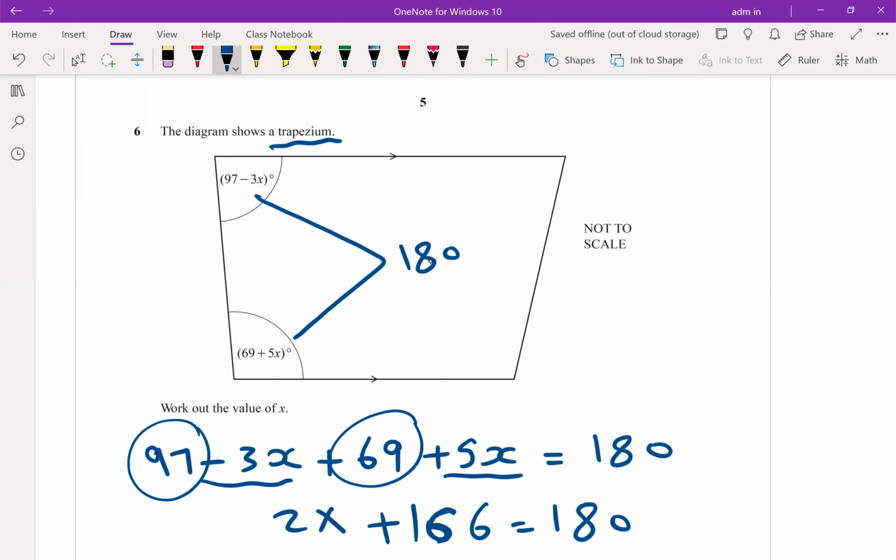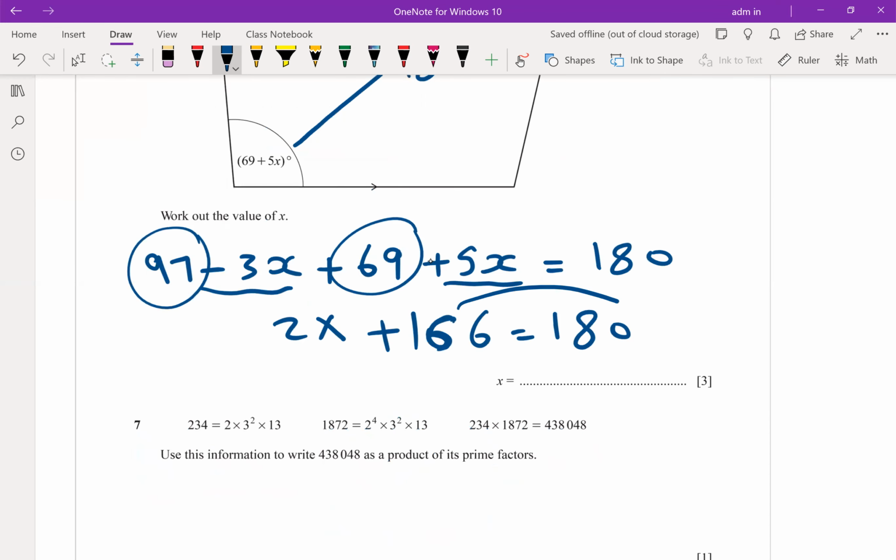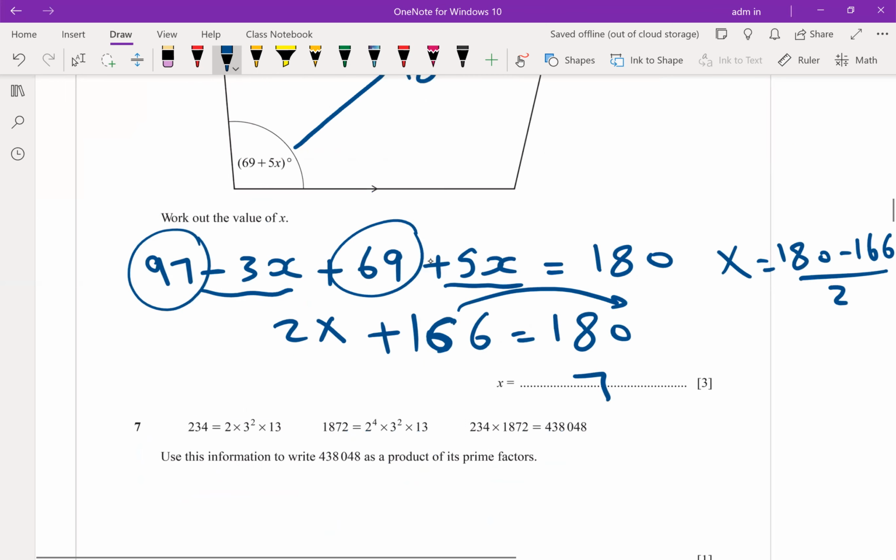You can solve it to get the value of x. Move to the other side, then divide it by 2. x is 180 minus 166 divided by 2. What is the final answer? 7. Ask it to get the value of x.